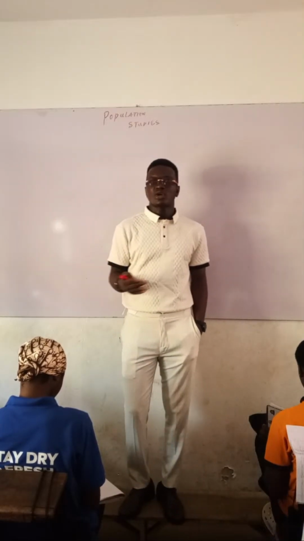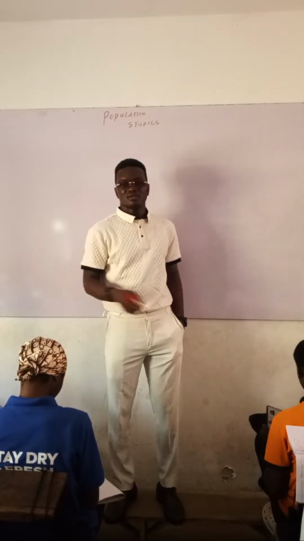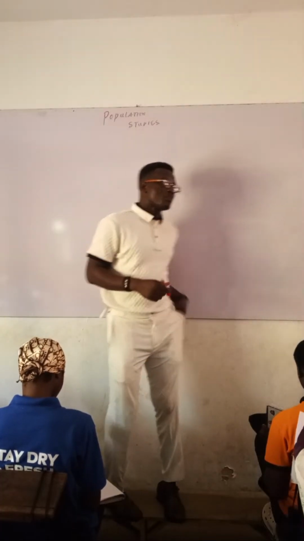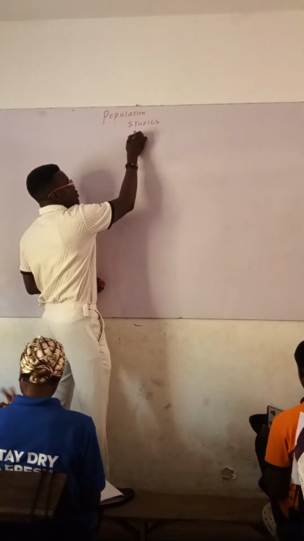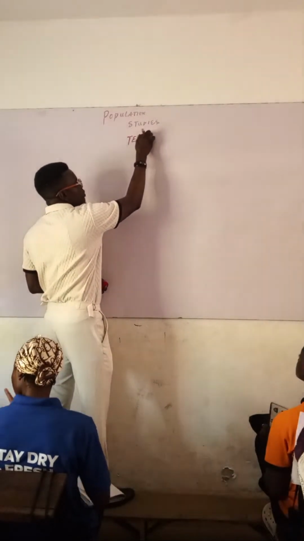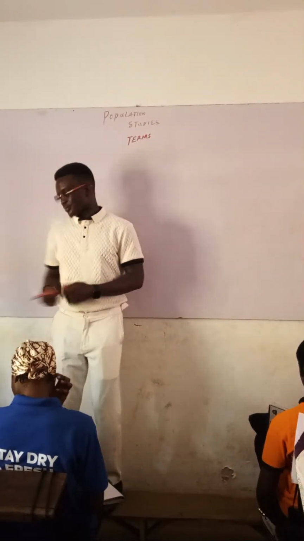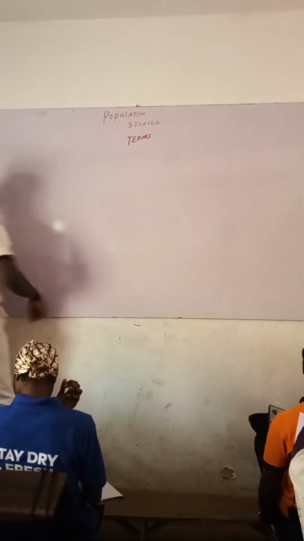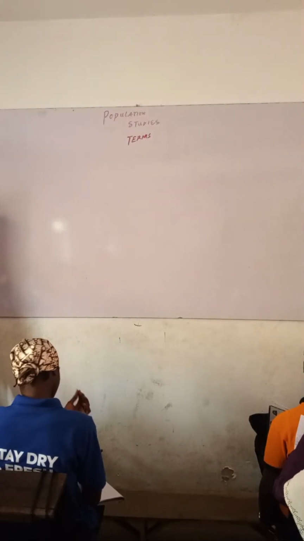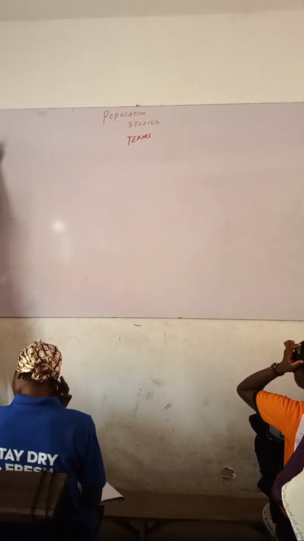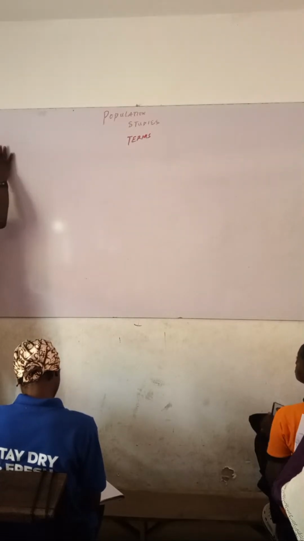Then after that we talked about community, abi. You still remember? So now, when you are talking about population studies, there are some terms we hear when dealing with population study. First term is population size. There is a difference between population size and population density.